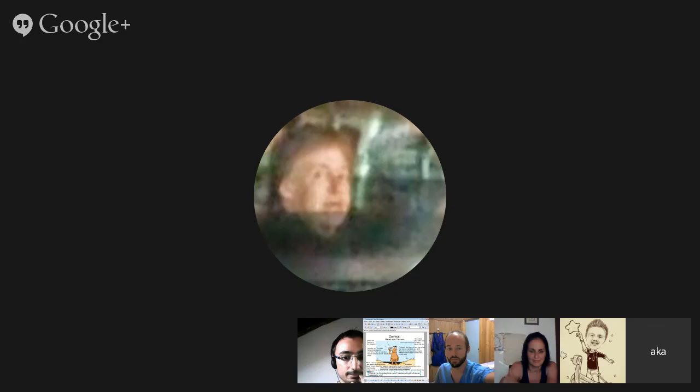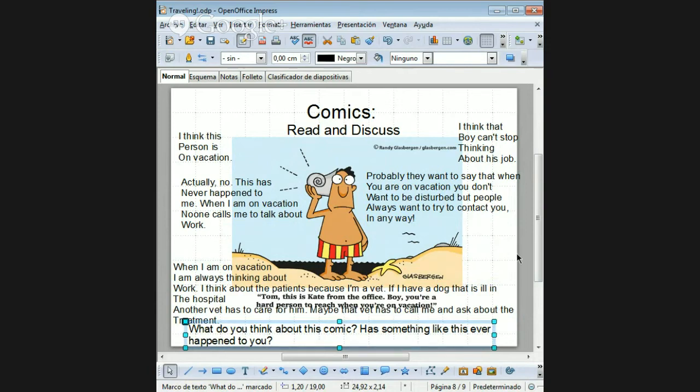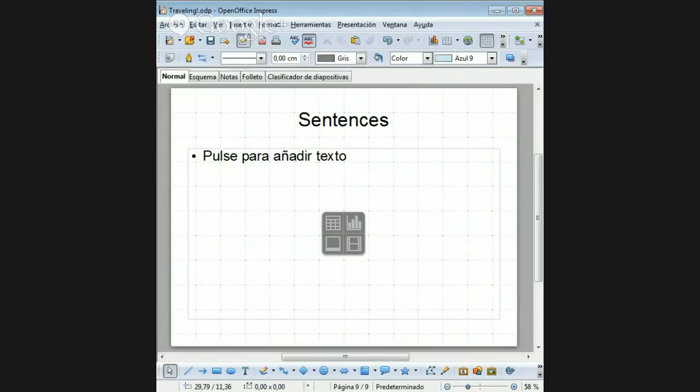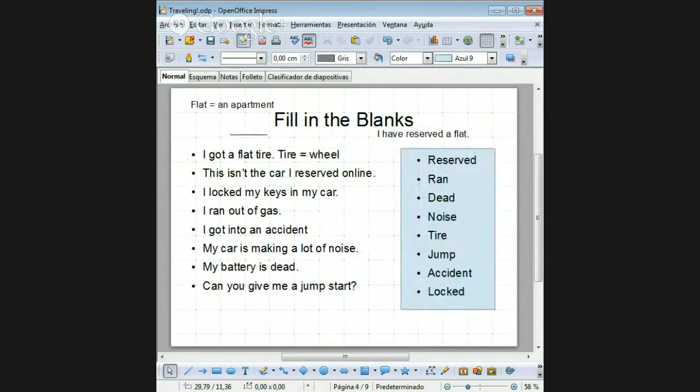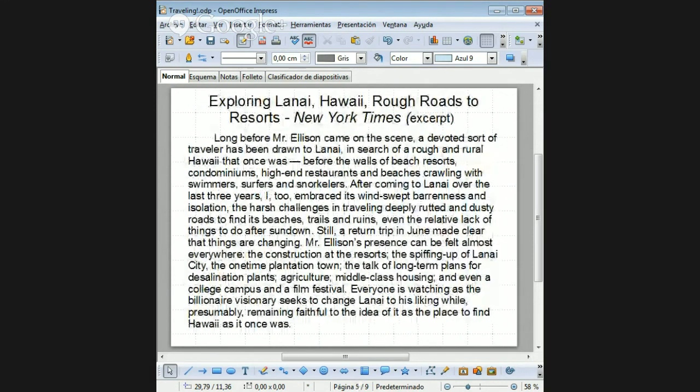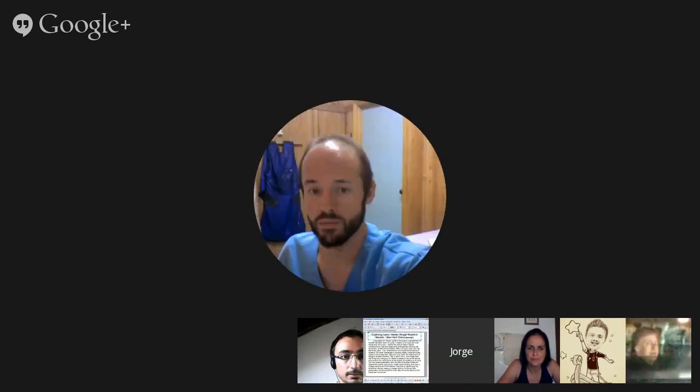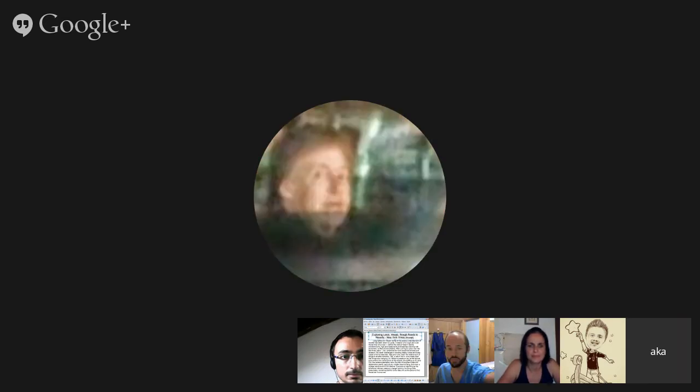Okay, and does anybody have any questions on this page? Any questions? Okay, let's go on then. So let's go on to this excerpt. And let's start with Ken. Can you read the title? Okay. Exploring Lanai, Hawaiian Rough Roads to Resort.